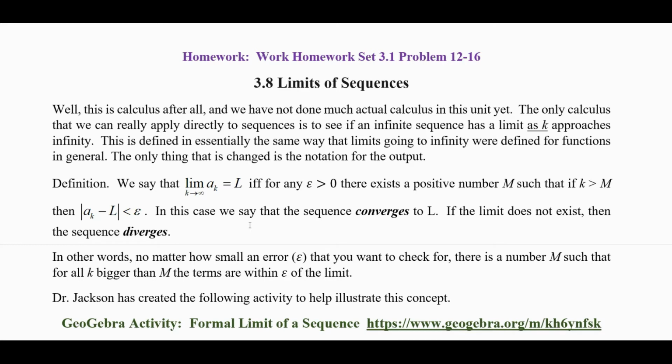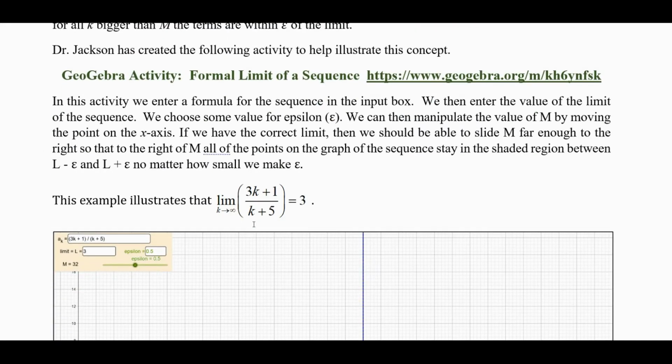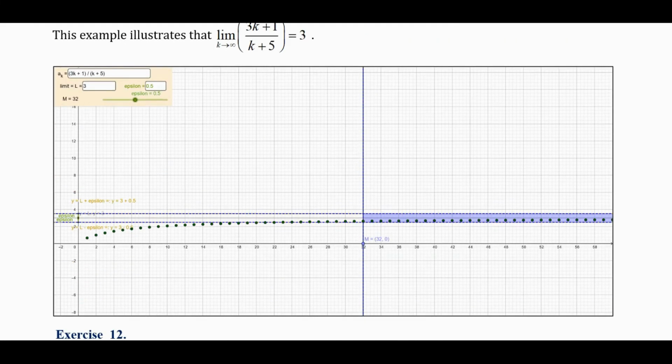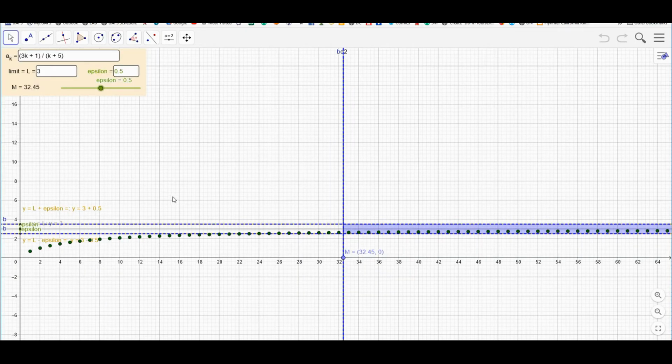In other words, no matter how small an error, epsilon, that you want to check for, there is a number, m, such that for all k's bigger than m, the terms are close to the limit. How close? Well, within that epsilon. So I created this activity in GeoGebra to investigate that, and I think I have it open here. Let me pull that open. Yeah, so here it is.